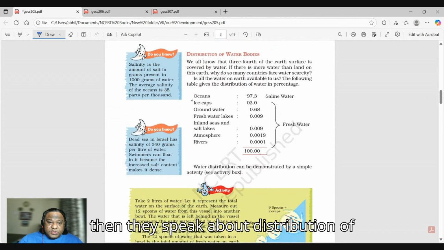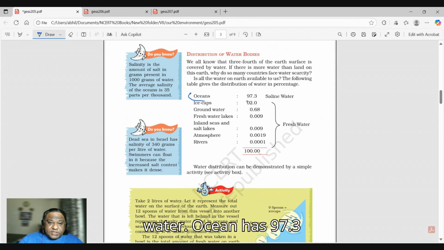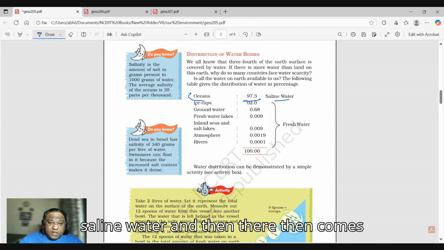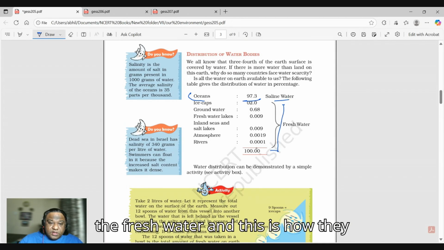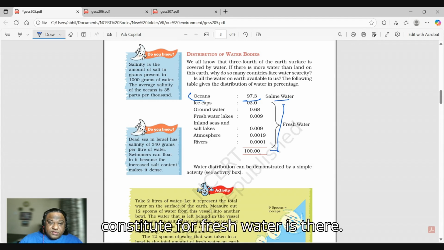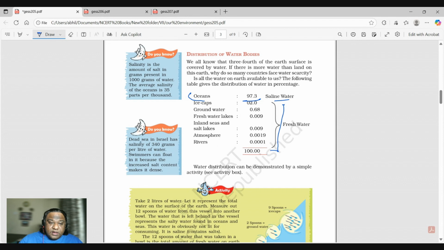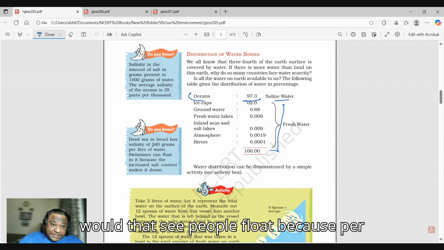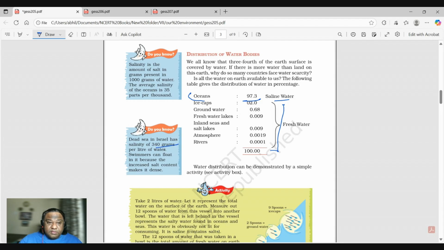Then they speak about the distribution of water. The ocean has 97.3 percent saline water, and then comes the fresh water, and this is how the fresh water is constituted. Then why in Israel would people float in the Dead Sea? Because per liter how much salt? 340 grams. Otherwise ocean salinity is around the same, 335 parts per thousand.